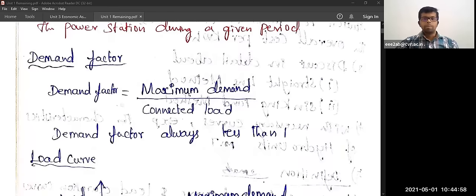Next is demand factor. Demand factor is nothing but maximum demand divided by the connected load. So demand factor is always less than 1.